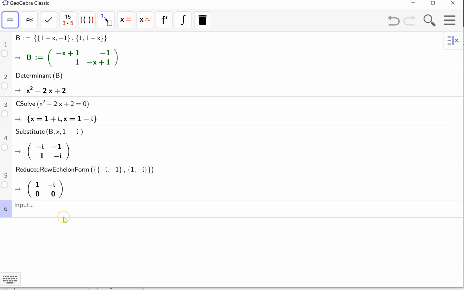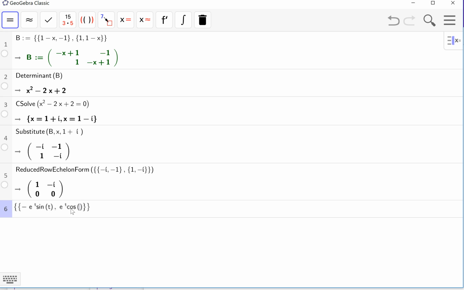Our fundamental matrix was negative e to the t cosine t, comma, e to the... no, it was negative e to the t sine t, wasn't it? Negative e to the t sine of t, comma, cosine of t, e to the t cosine of t.